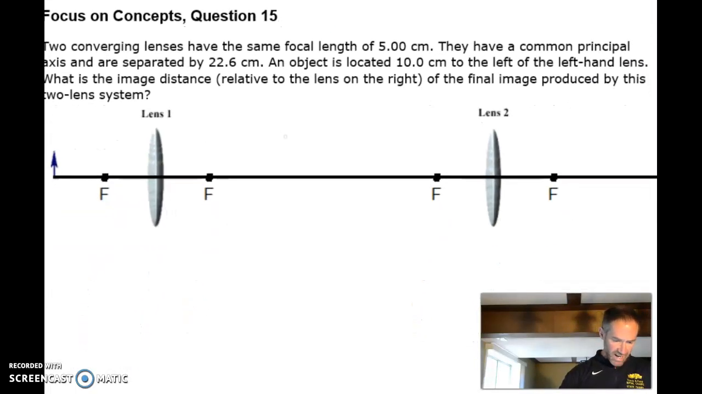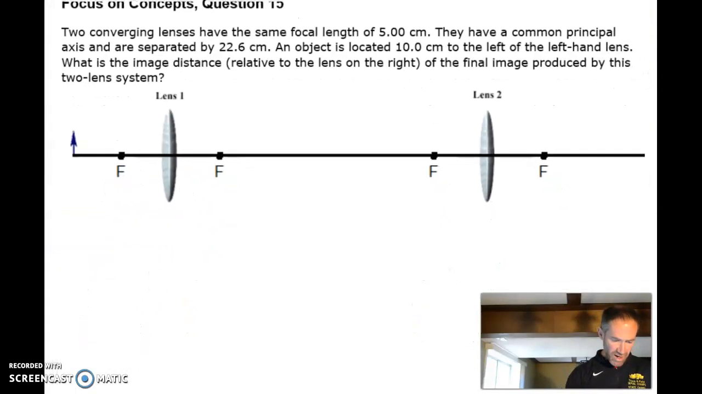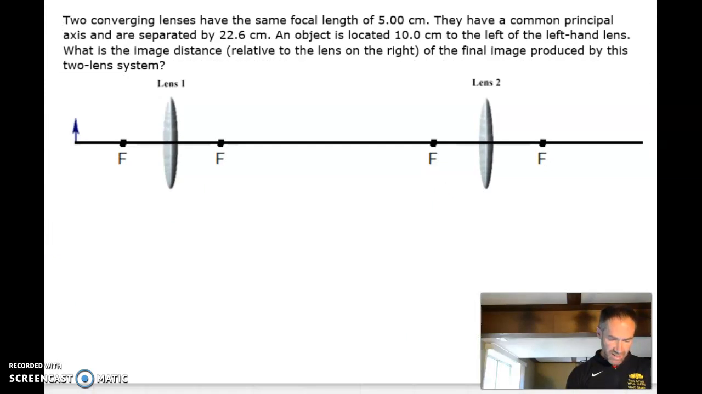So how about an example of all of that? Here I have two converging lenses that have the same focal length of 5 centimeters, and so there they are. They have a common principal axis, and they're separated by 22.6 centimeters. So distance there to there, 22.6 centimeters. We have an object 10 centimeters to the left. Here it is over here, kind of like at 2F.